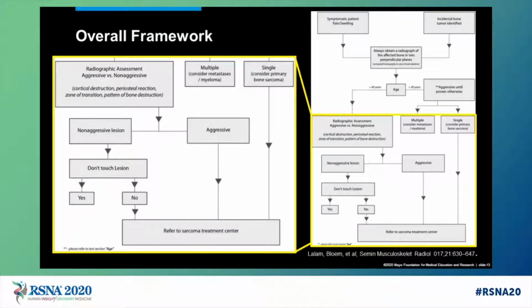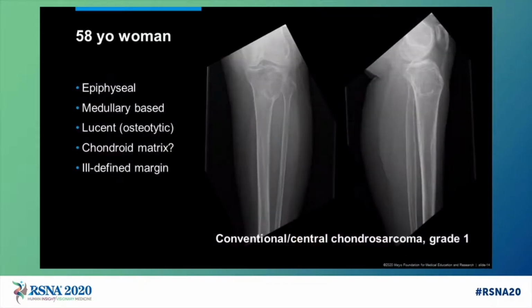Now looking at someone over 40, notice that we're either going to consider multiple myeloma or metastases if there are multiple lesions, or a bone sarcoma if there's a single lesion. Let's look at an example. So here's a case like that. We see here an epiphyseal lesion with an ill-defined margin, likely some cortical breakthrough, and perhaps some chondroid matrix. This lesion turned out to be a conventional or central chondrosarcoma of low grade.